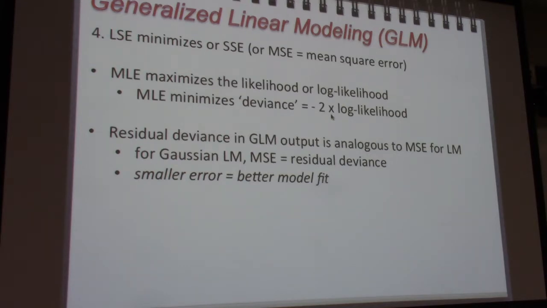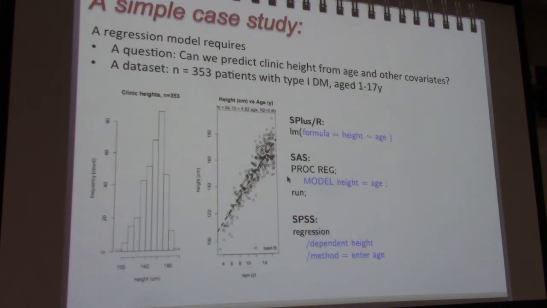So you will see in the output, and we're going to see examples of this, that there's always a deviance reported. And you don't have to understand the definition of the deviance, but what you should understand is it's analogous to the error sum of squares or the mean square error. And in fact, for the Gaussian model, the residual deviance and the mean squared error are exactly the same number. And so what you need to remember is the smaller the error, the smaller the deviance, the smaller the mean squared error, the better the model fits. So that's it, my 5-minute overview of generalized linear model theory.